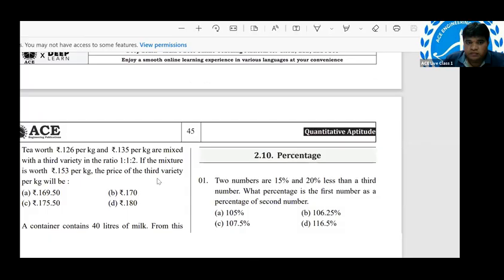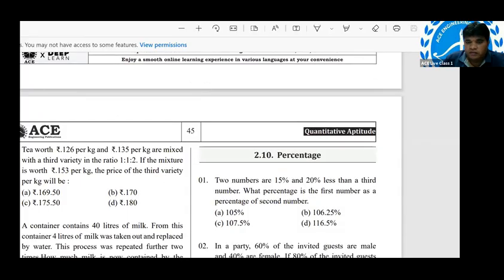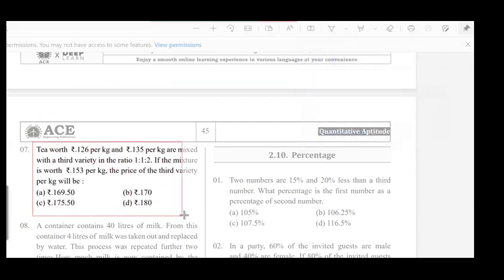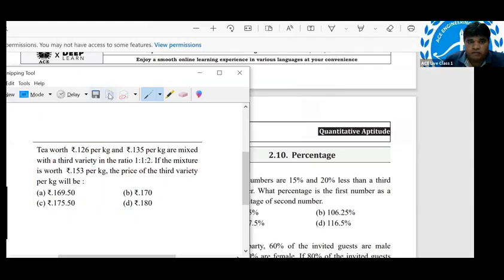Sir, once explain the previous problem, sir. Sure.